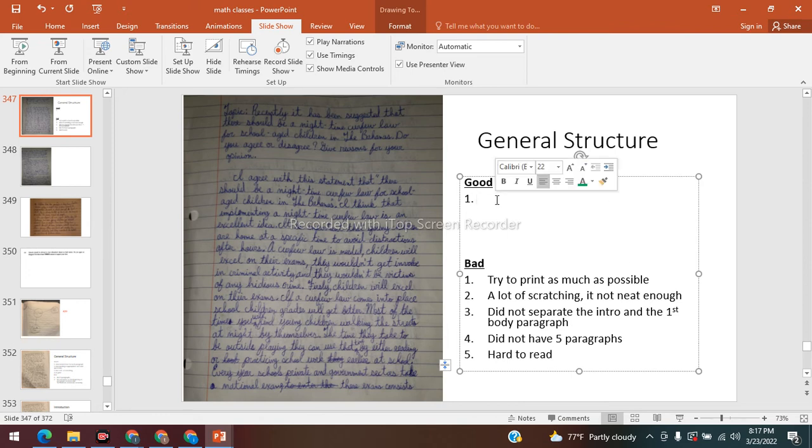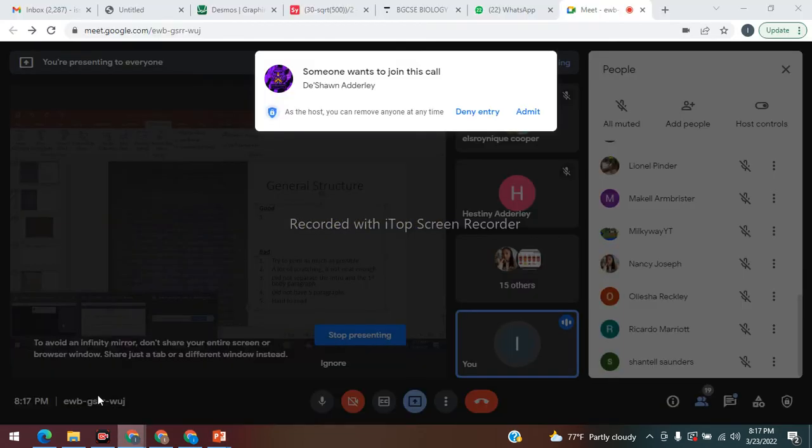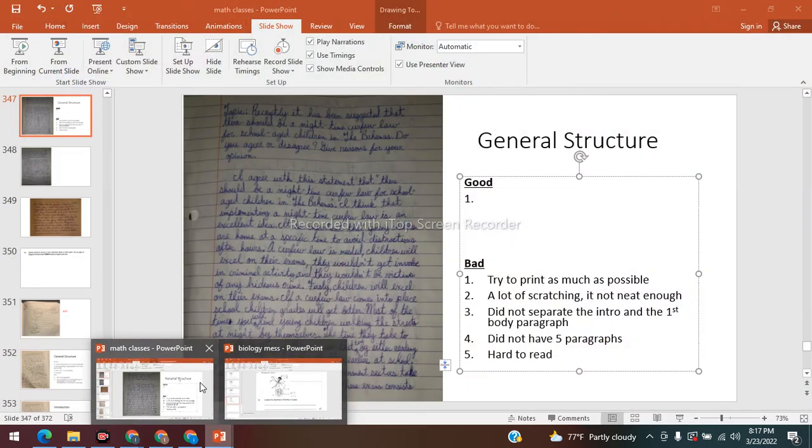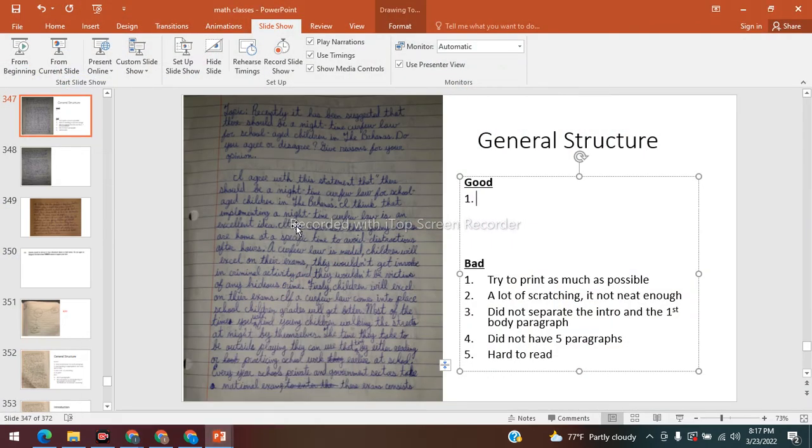I agree with this statement. That's all I can read. Exactly. You don't want your examiners struggling. I mean, it's kind of tiny, but it's neat. It looks nice, but I can't read it. Okay. The good is that we see transitional words.